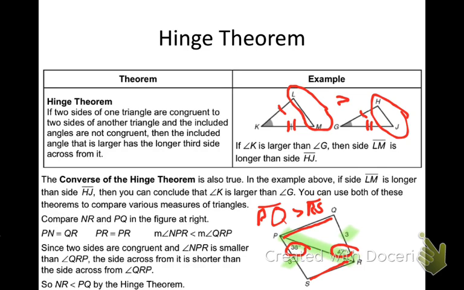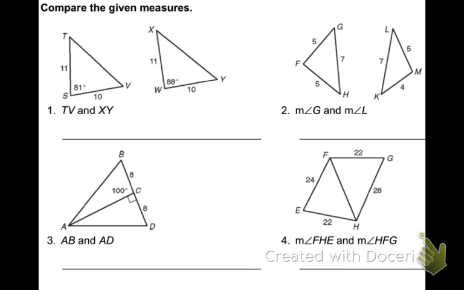Okay, next part here. So let's look at this here. Number 1. I have two triangles. If you look at them, I have congruent segments, so 11, 11, 10, 10. I have two congruent segments. And then I have two angles. I have 81 and I have 88. I want to compare TV to XY. If you were to compare TV to XY using an inequality symbol, what would your statement be, Camden?